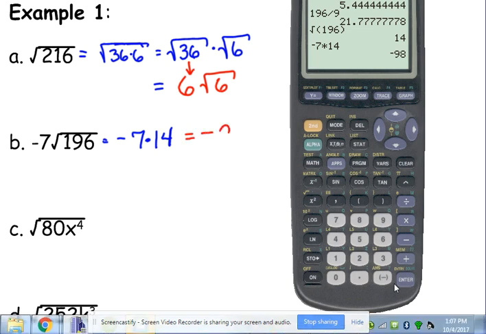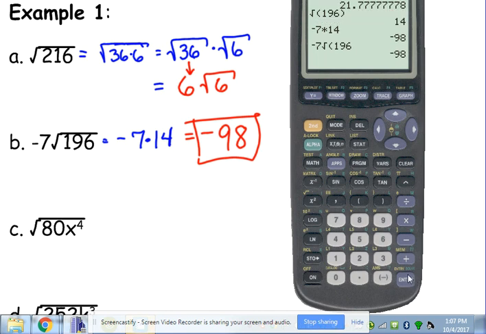Okay, so this is equal to negative 98. And the nice thing is you can just type this one in and it will give you negative 98. Okay, so no question there.